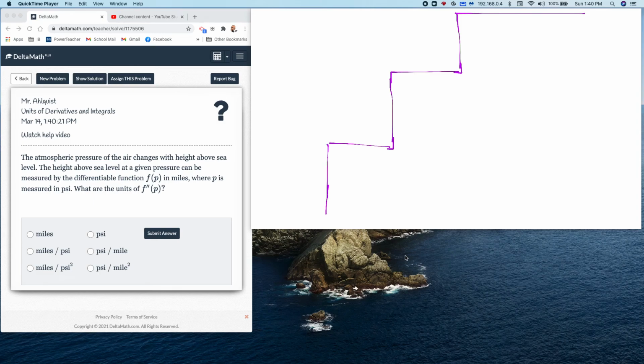Steps. Remember now, when you're differentiating, you're going up the steps. When you're integrating, you're going down the steps. Now, we're going to talk about this in a little different method. I know that it goes position, velocity, acceleration.